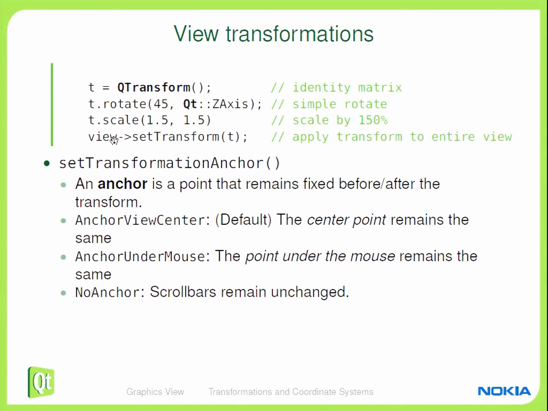If you're doing scaling or zooming for the view, by default it's done so that the center point of the view remains still. You'll zoom in and out around the center point. But if you want zooming that follows the mouse, that you would zoom in to the position of the mouse, you can change the transformation anchor point to anchor under mouse.